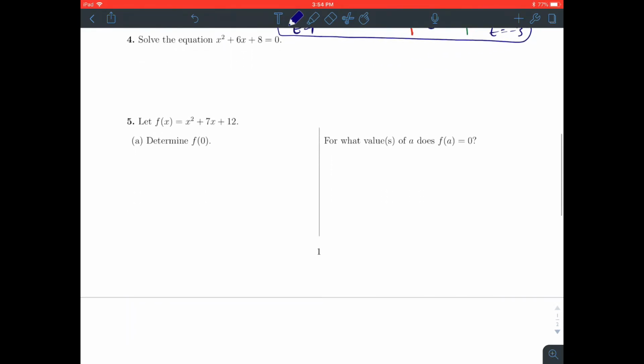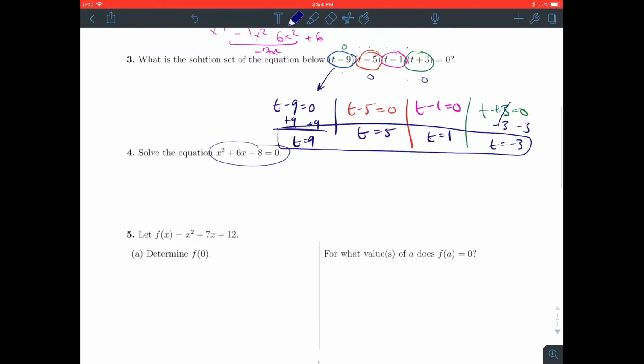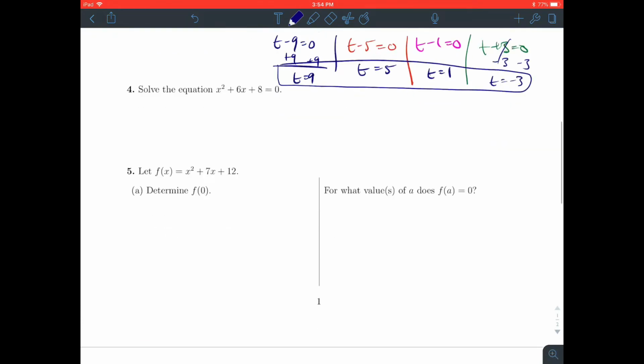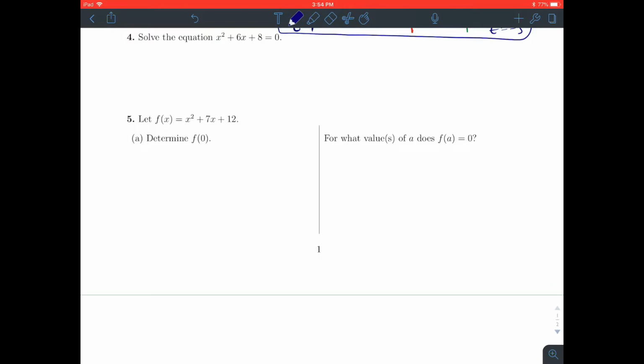Solve the following equation, x squared plus 6x plus 8 equals 0. All right, so I want to turn this problem into a problem that looks somewhat like this. So luckily we know how to factor the left-hand side. x times x is x squared. We're looking for two numbers that add to 6 and multiply to 8. Those numbers are 4 and 2.